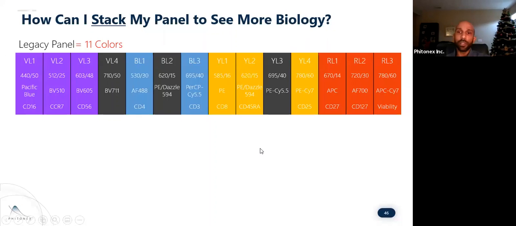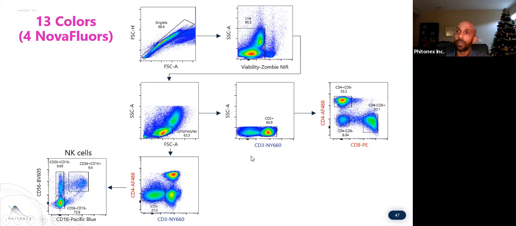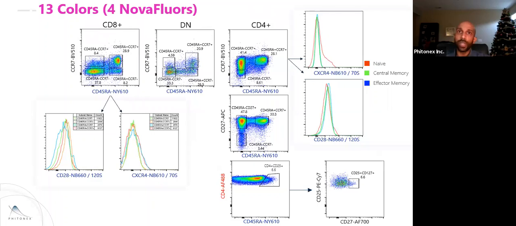So we've gone from 11 colors to 13 with the very simple addition of 4 NovaFluors. And when we look at the results from that, this is what we get. And you're probably thinking, hey, this is less data than you were showing before. Why do you have more colors and less data? But in fact, we have so much additional data that I couldn't get it on to one slide.